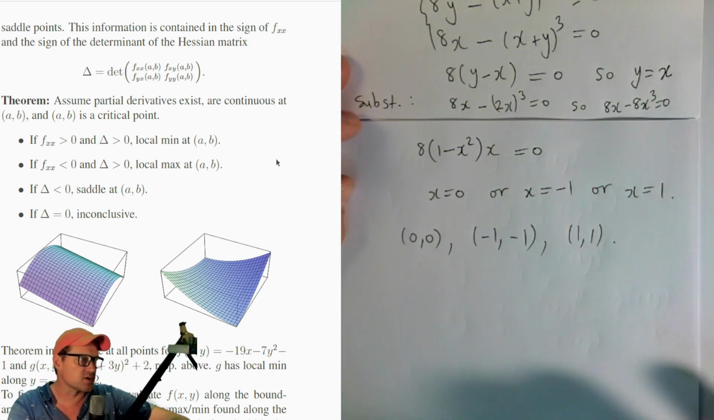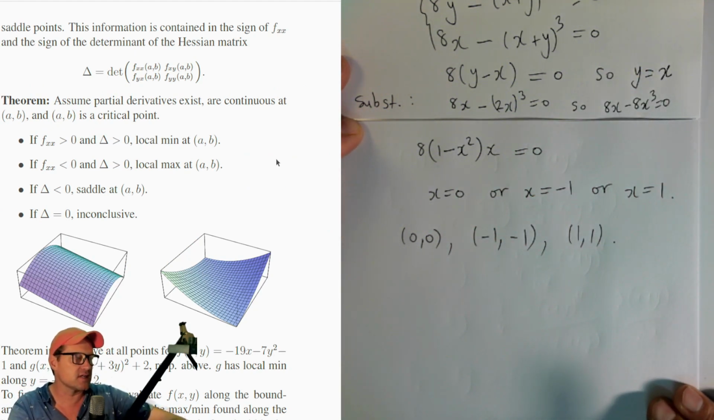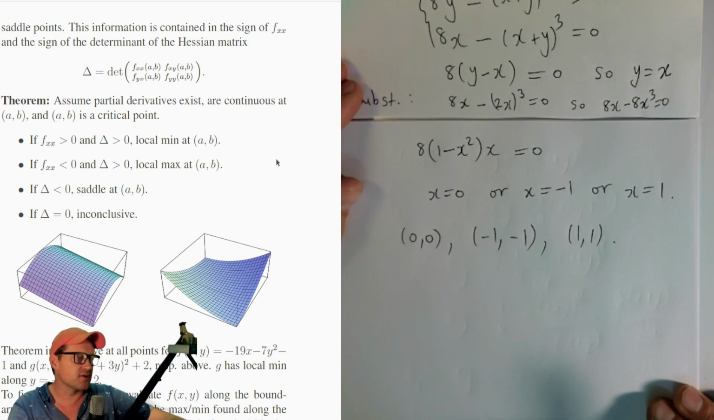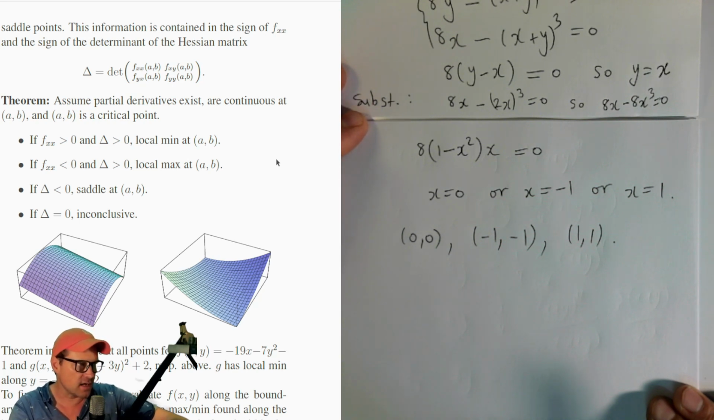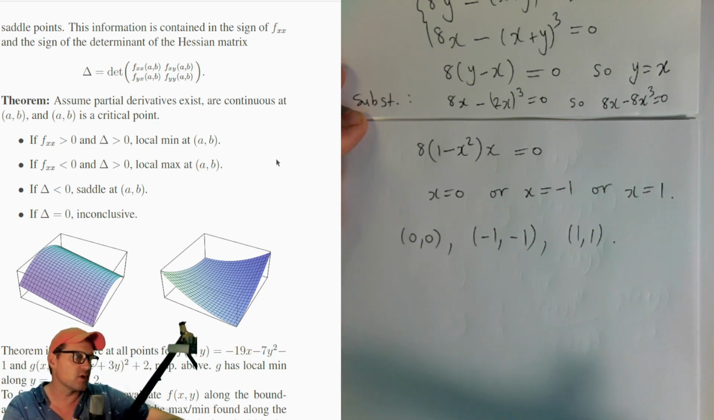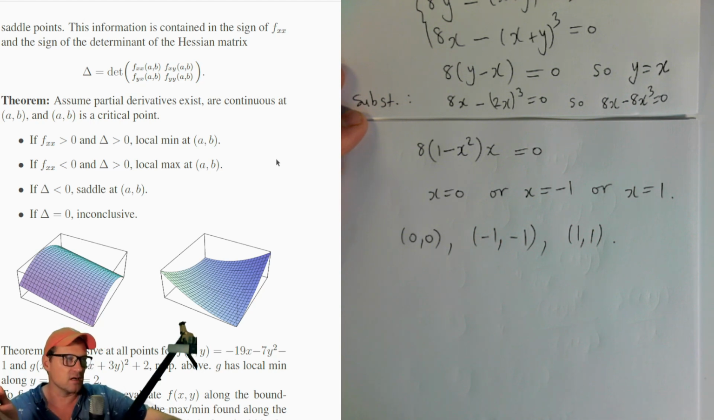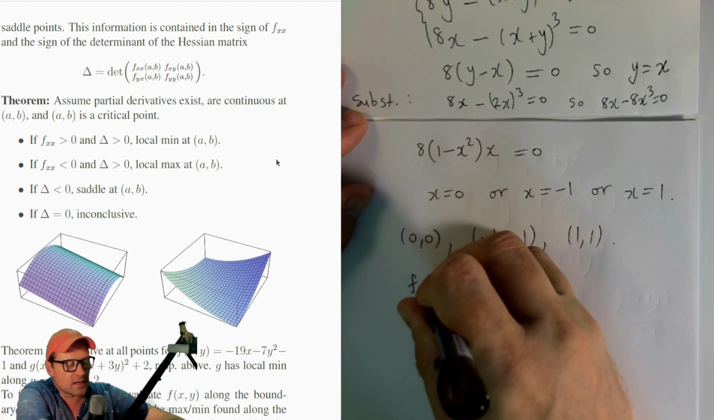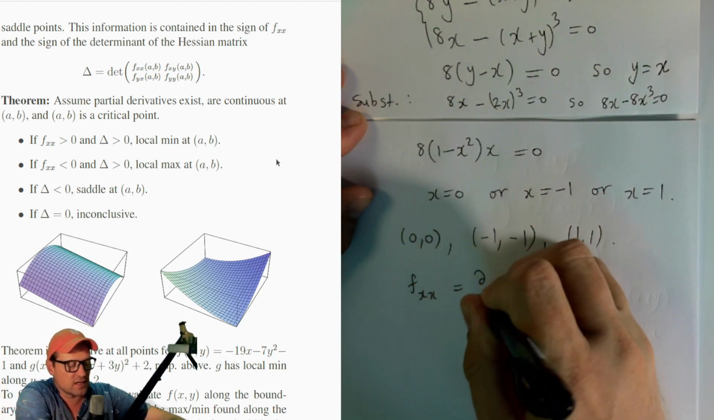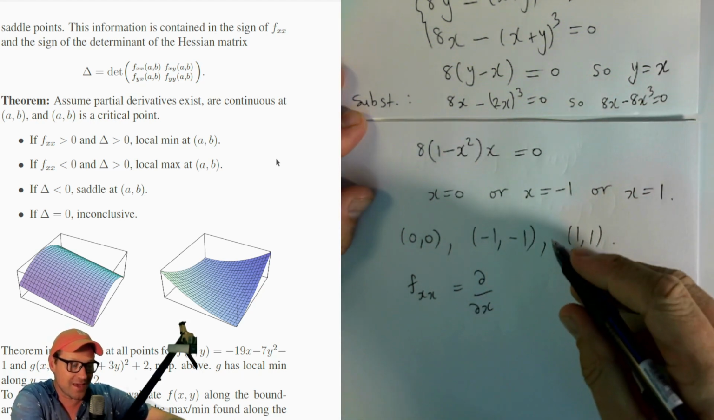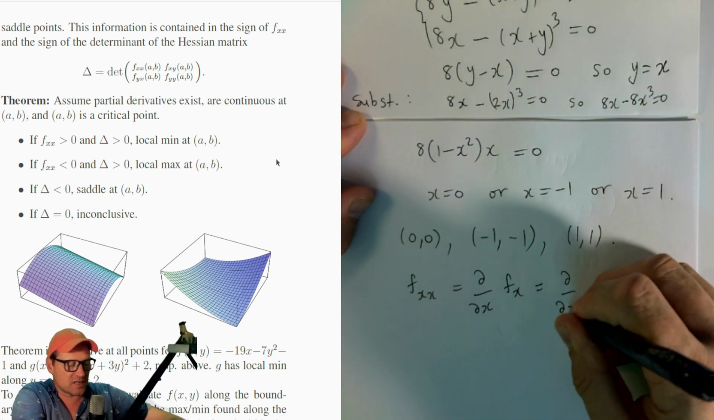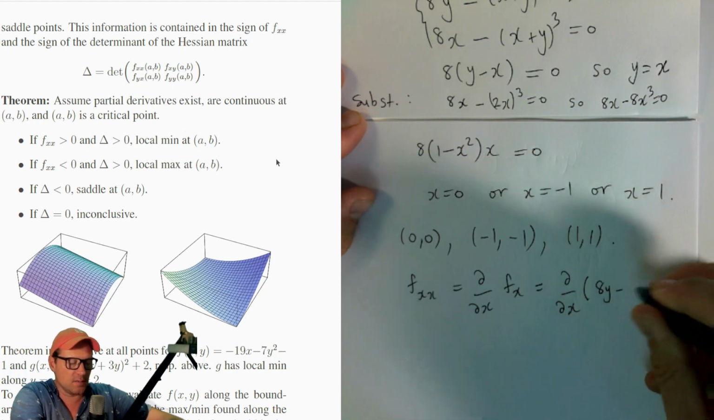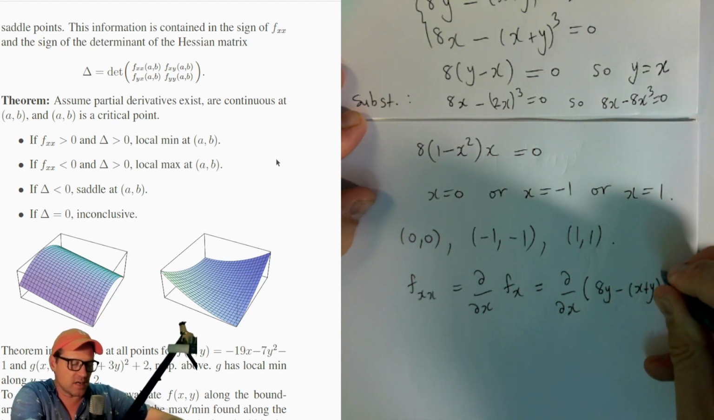It says assume partial derivatives exist and are continuous at the point (a, b), and (a, b) is critical. Okay, so if fxx is positive and delta is positive, we have a local minimum at that point (a, b). So you can see we need to calculate fxx and we need to calculate the determinant of the Hessian matrix. Okay, so fxx is the derivative with respect to x of fx, which is the derivative with respect to x of 8y minus (x + y)^3.